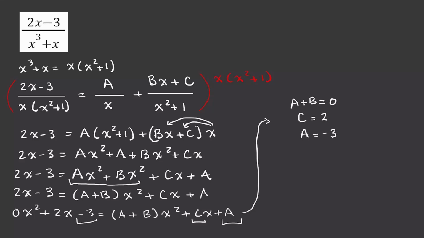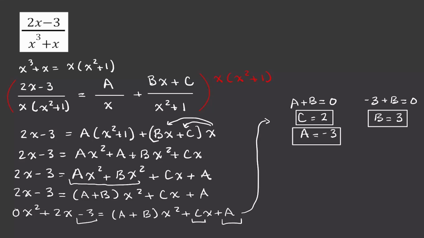Now this problem is nice because it already gave me the value of a, which is negative 3, and it already gave me the value of c, which is 2. So now right here, I only need to solve for b. So using the first equation, a plus b is equal to 0, I replace a with negative 3 plus b equal to 0, and that gives me that b is equal to 3.